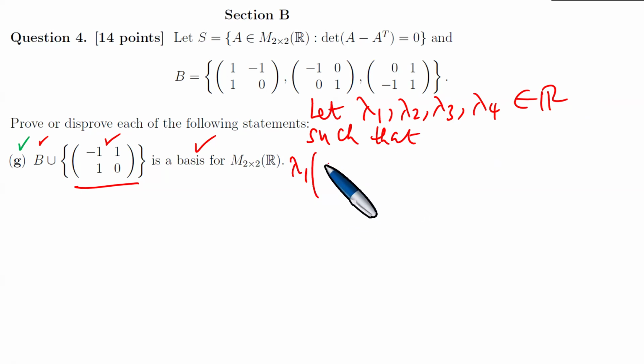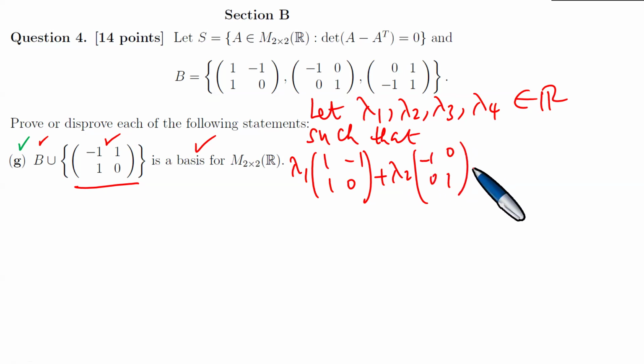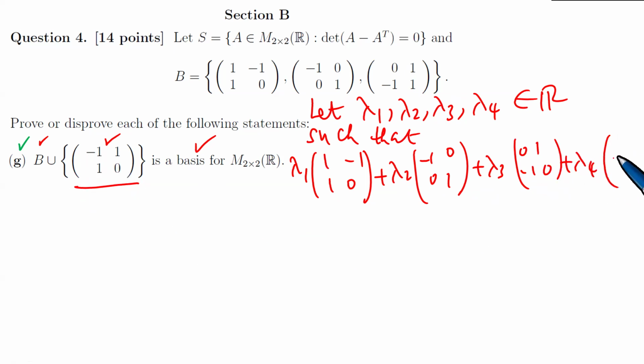we have lambda 1 of (1, -1, 1, 0). And then, yeah, this is right here. Lambda 2 of the second one. And then lambda 3 of the third one, this one. And then lambda 4 of this one. Okay, you write like that.